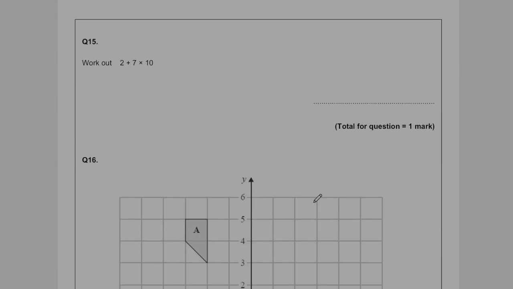Question 15, work out 2 plus 7 times 10. So we've got to do the multiplication first. So that's going to become 2 plus 70. So we're looking at 72.